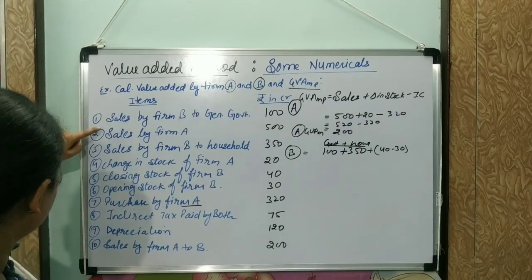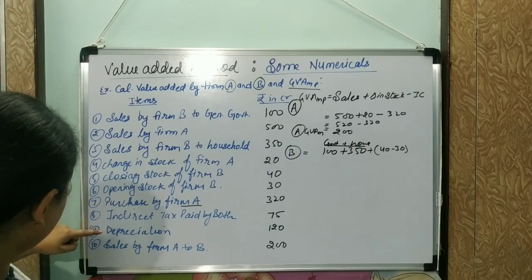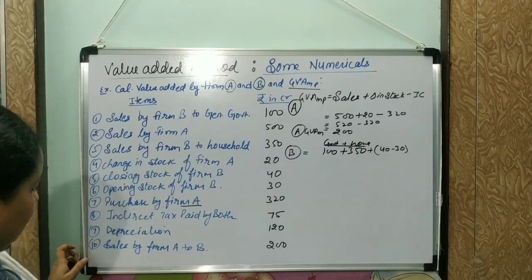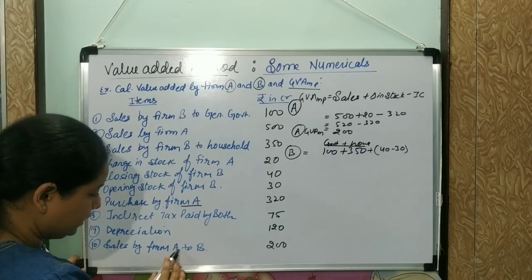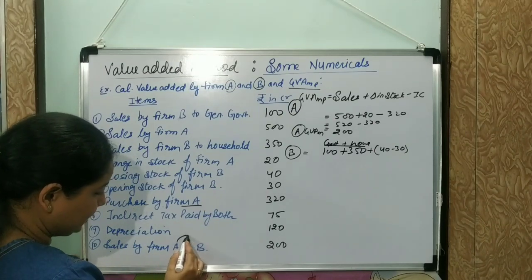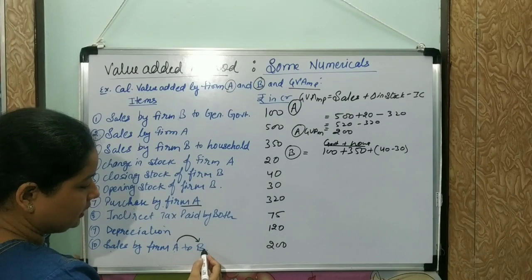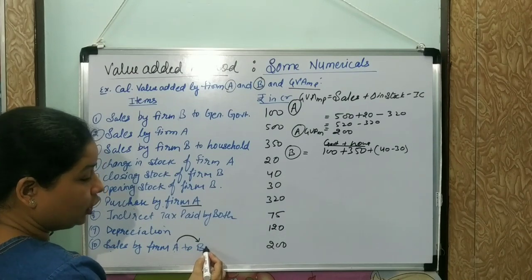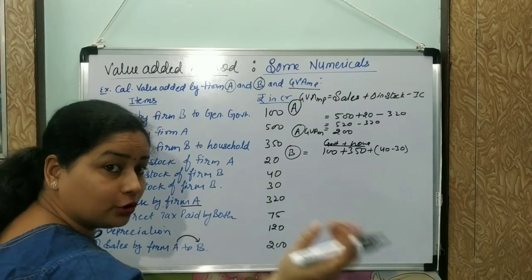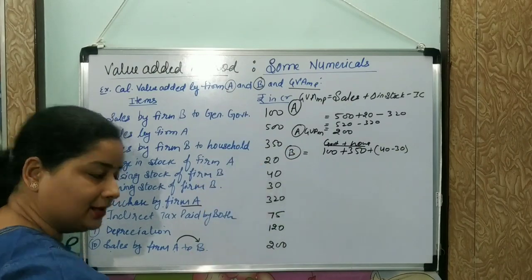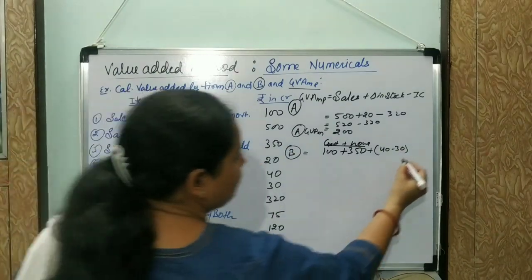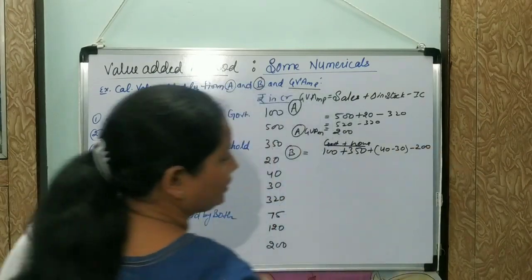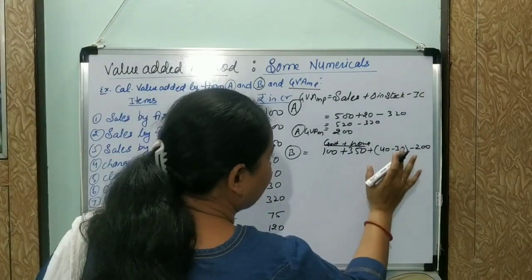So for this we are going for intermediate purchase. Here we are given, read it carefully. Sales by firm A to B. Firm A ने B को बेचा. It means B has purchased raw material or intermediate good from firm A. So B purchase is here, which is 200. We have written here.